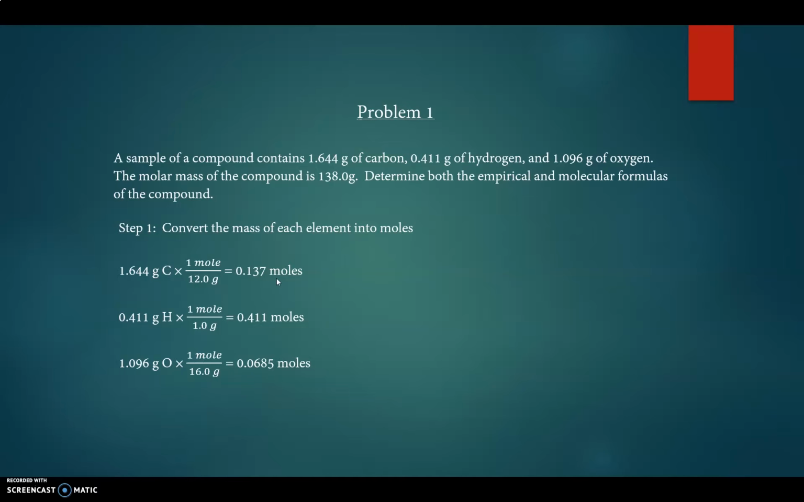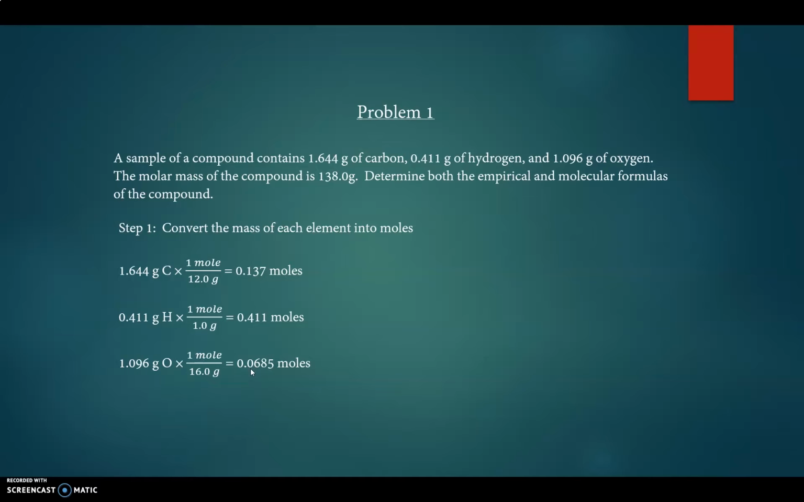So these are the number of moles of each substance in our formula, but we still don't have the chemical formula because those are not whole numbers. A chemical formula has to have whole numbers. It can't be C0.137, H0.411, and O0.0685. So we have to find a way to change those decimal values into whole numbers.